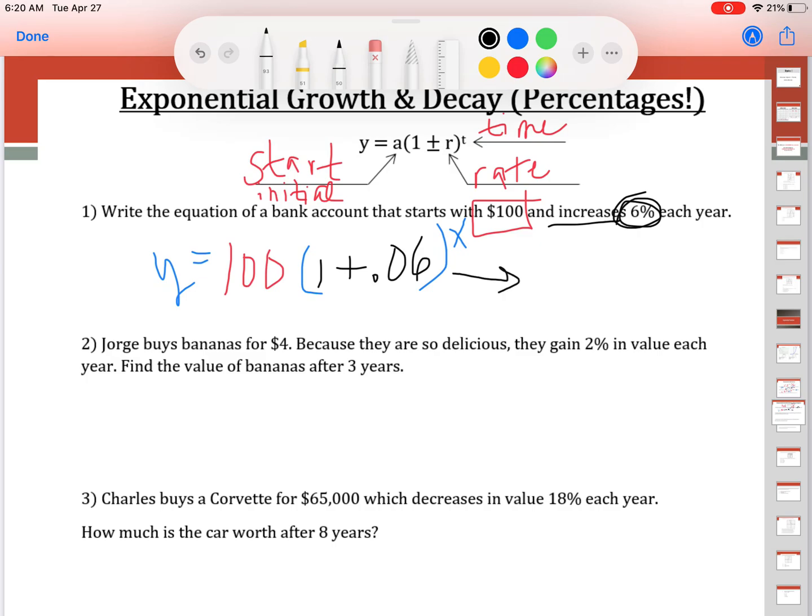So now this is the answer, but we can clean this up. So it's going to be y equals 100 times 1 plus 0.06, which is 1.06, raised to the x.